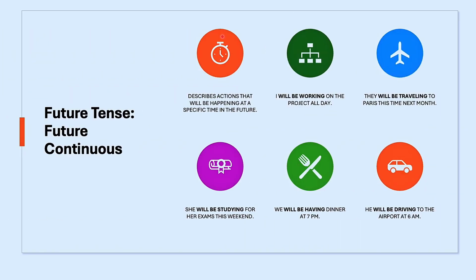Future continuous describes actions that will be happening at a specific time in the future. I will be working on the project all day. They will be traveling to Paris this time next month.